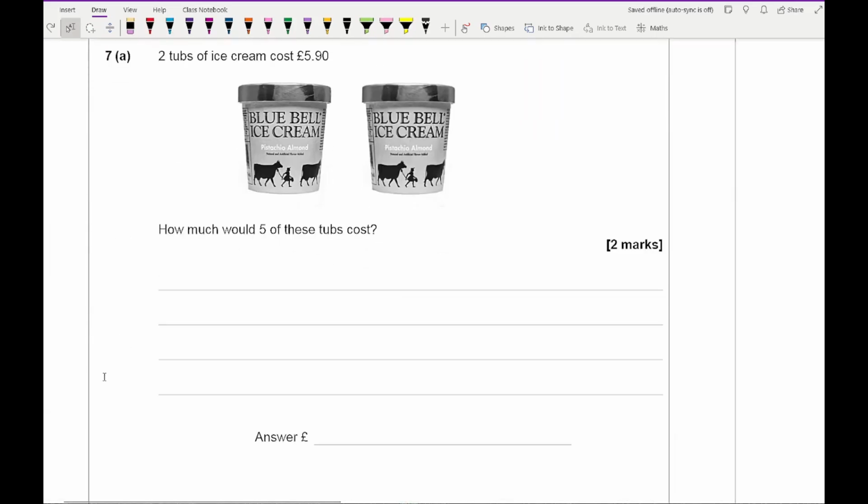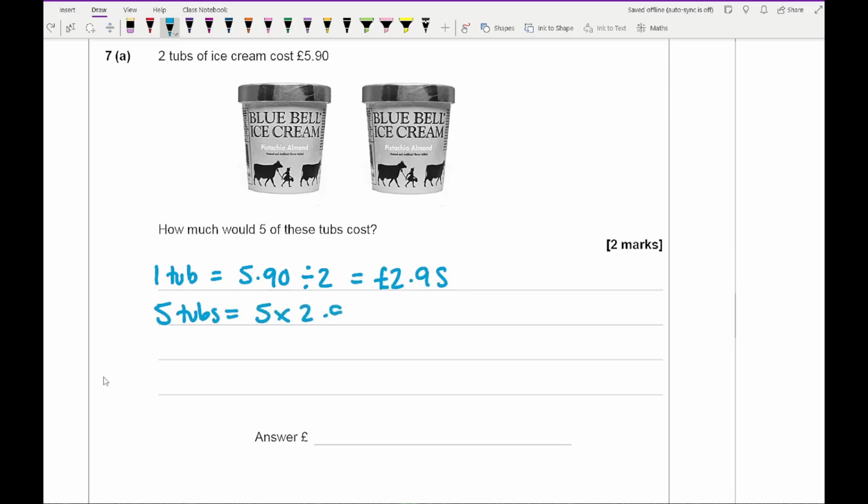Moving on to question 7a, it says 2 tubs of ice cream cost £5.90. How much would 5 of these tubs cost? So for here, I want to work out what 1 tub costs, which is £5.90 divided by 2, which comes up to a cost of £2.95. Then to work out the cost of 5 tubs, that's going to be 5 lots of £2.95, which if I type that straight into my calculator, I'm going to get an answer of £14.75.